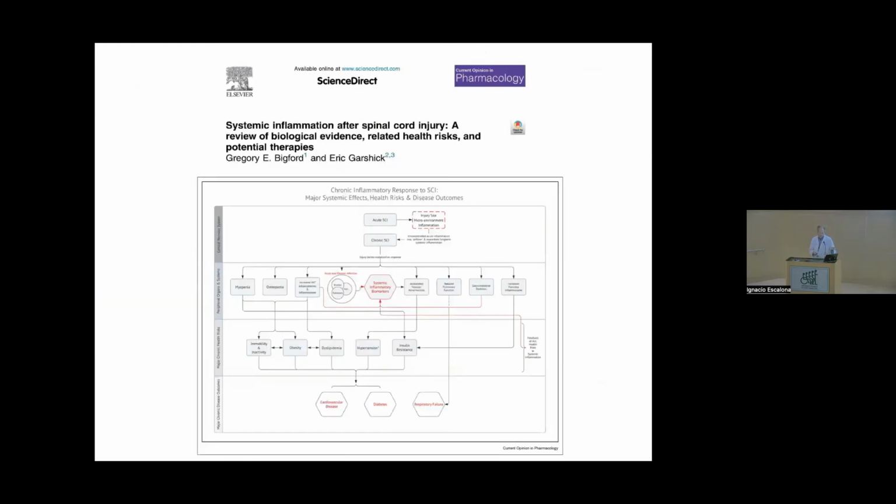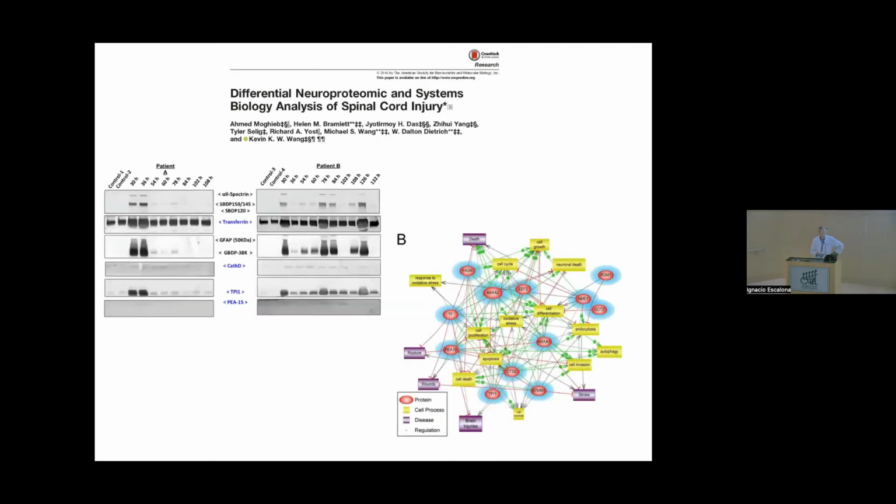This is a paper that just came out. Greg Bickford, he's an outstanding postdoc in the MIMI project, and this is a review of systemic inflammation after SCI, reviewing biological evidence related to health risk and potential therapies. It's a really nice paper that talks about the different strategies that we should be using to target these multi-organ effects after spinal cord injury.